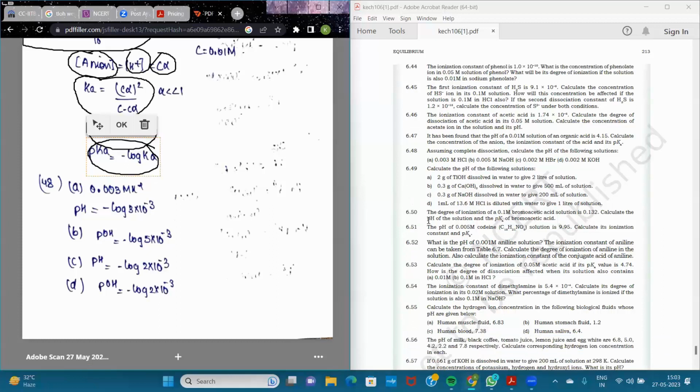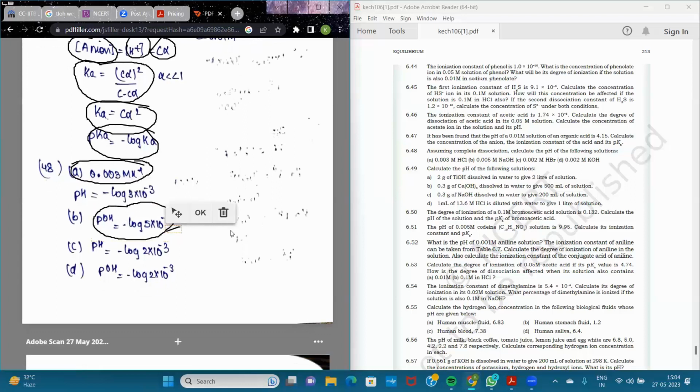And we'll go on with the next question, 48. Assuming complete dissociation, calculate the pH of the following solutions. Here, HCl is a strong acid, so we'll get 100% ionization. So the concentration of H+ is similar to the concentration of HCl. So we can directly write that. NaOH is also strong, so the concentration of OH- is the concentration of NaOH itself, and we take minus log for pOH. From pH plus pOH is 14 at normal room temperature. Use this relation to find the pH value for a given base.